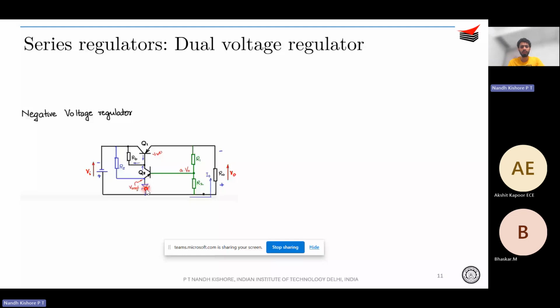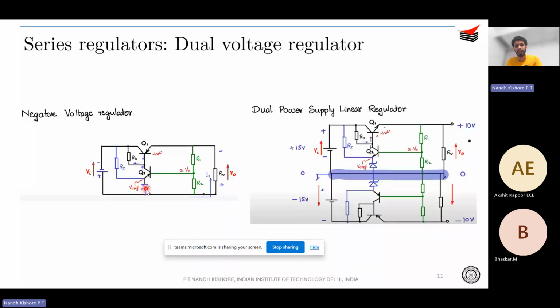Now that we have both positive and negative voltage regulator, you can combine both of them and get a dual power supply linear regulator, wherein you have a common ground, right? So you give a plus 15 and minus 15 supply to the input, and using these two regulators, you get a plus 10 and a minus 10 with respect to a common ground. Okay, by combining both the positive voltage regulator and negative voltage regulator.